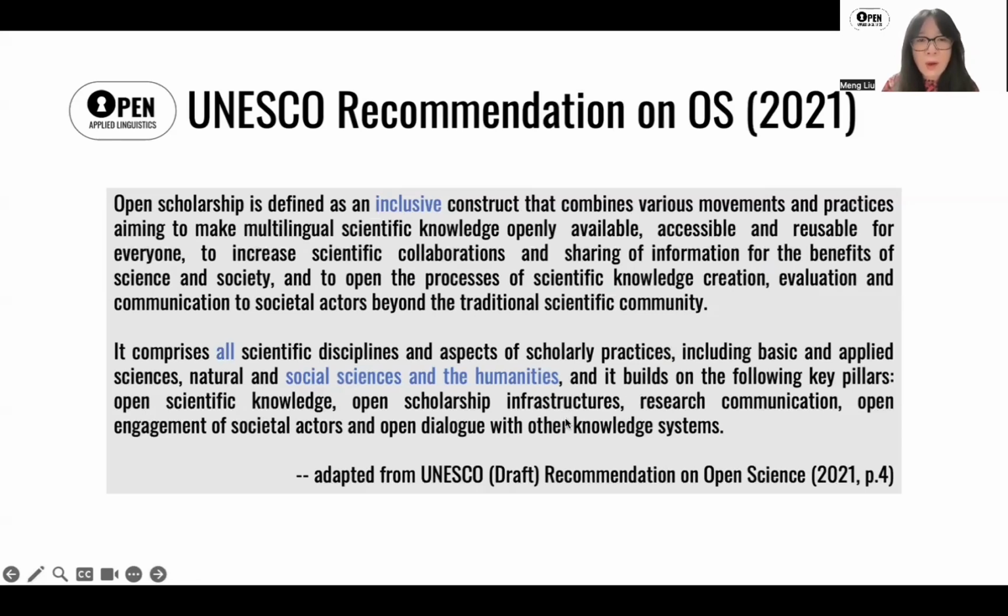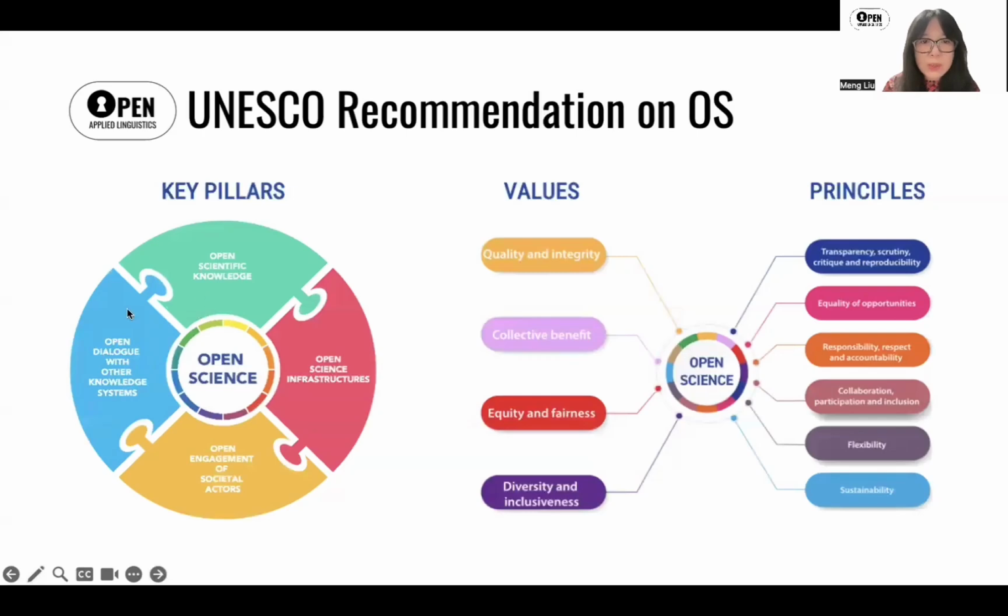Importantly, it comprises all scientific disciplines, including the social sciences and the humanities, and it is built on four key pillars: open scientific knowledge, open science infrastructure, open engagement of societal actors, and open dialogue with other knowledge systems. These pillars are underpinned by values and principles such as quality and integrity, equity and fairness, as well as transparency, flexibility, and sustainability. Now, this framework can serve as a roadmap for us to evaluate our current efforts and think about future efforts on open scholarship.